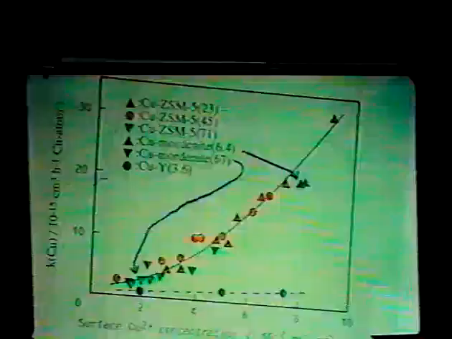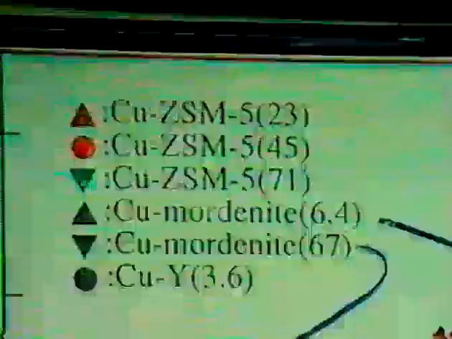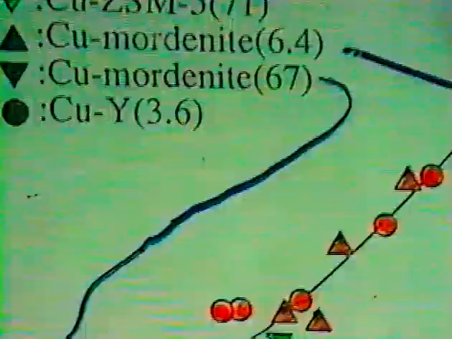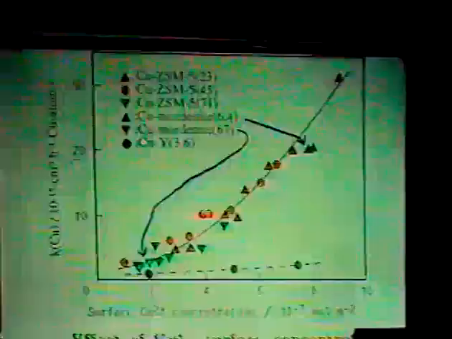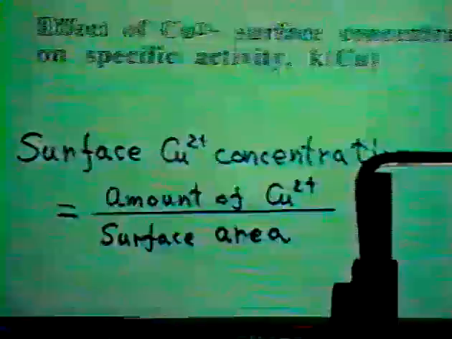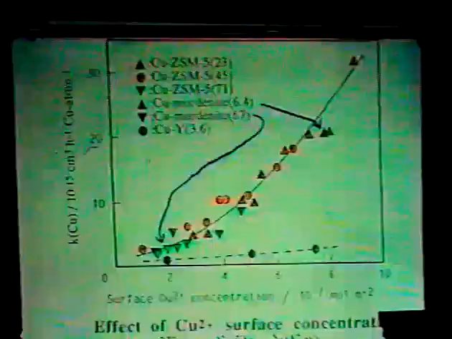This figure shows the relationship between Cu2 plus exchange level and specific activity, which is obtained by dividing apparent first order rate constant by the number of copper atoms. In the same silicon to aluminum ratio, the activity per copper atom increased with increasing the Cu2 plus exchange level, as indicated by the curve. The increase in specific activity is more remarkable for copper ZSM5 with lower silicon to aluminum ratio.